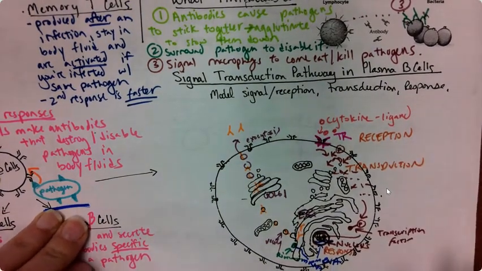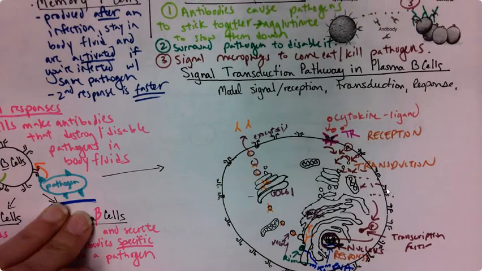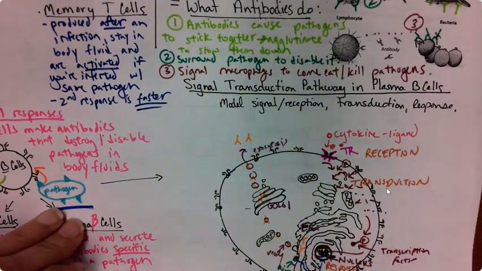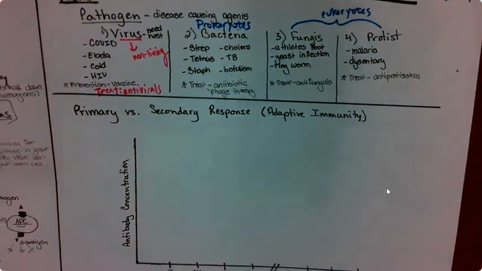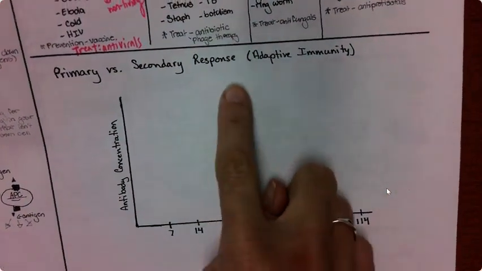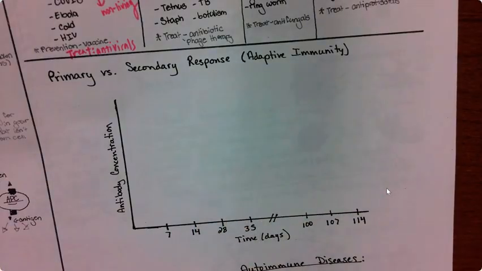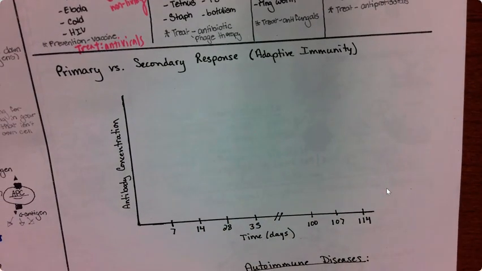Now, how does this happen more quickly if you've seen a pathogen in your body before? Let's look at that on the front of your big sheet. Let's talk about primary versus secondary response. This is really adaptive immunity, our third line of defense here. So what is happening in our third line of defense? Let's look at the graph.